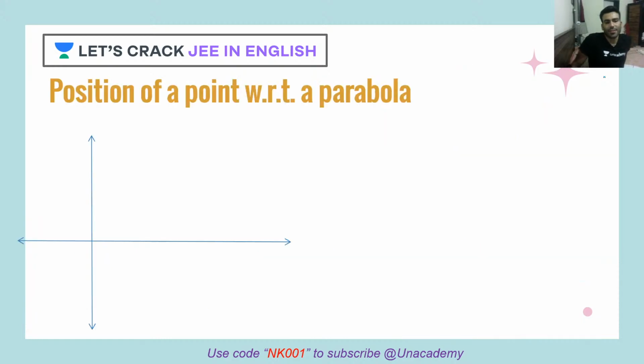Okay, so there is a concept. Now tell me guys, position of a point with respect to parabola. It's the same thing we studied for circle and for straight line. How would we determine that? It's easy. See, let's say this is my parabola's equation.